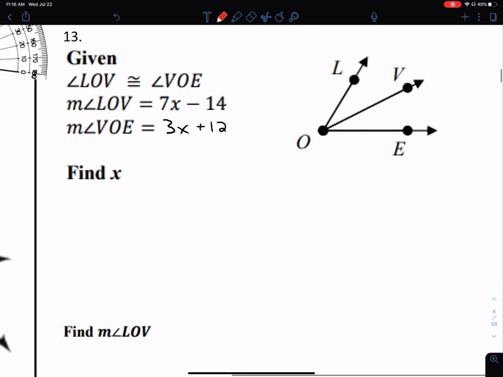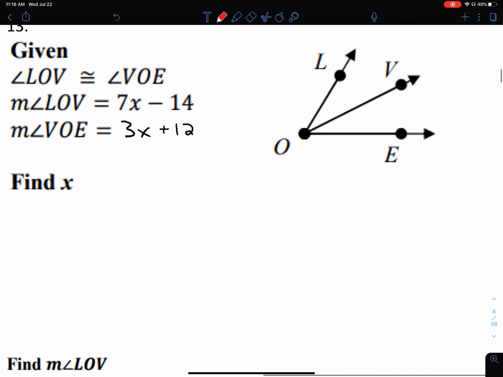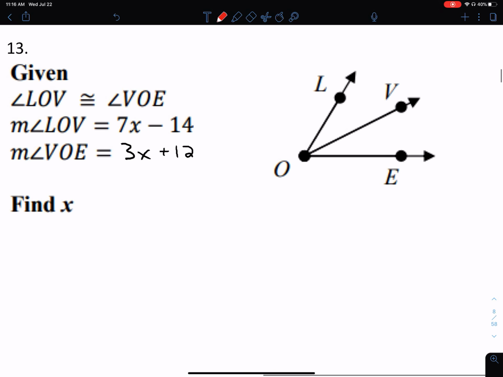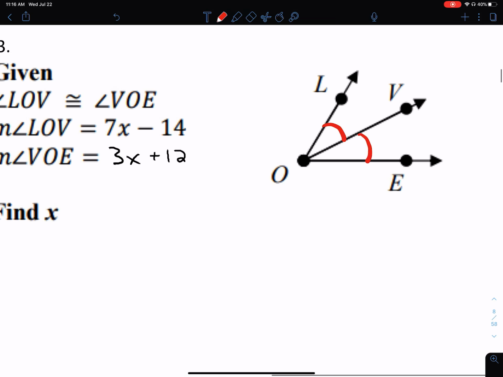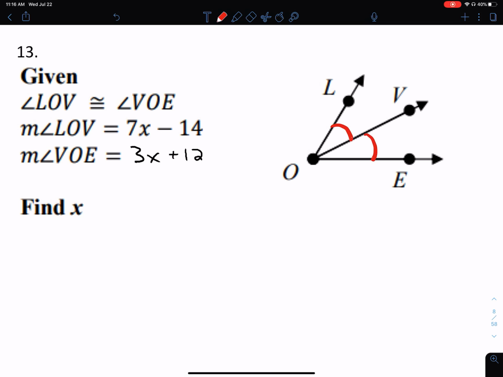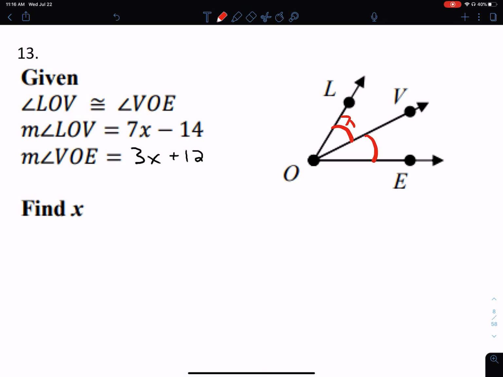It's got two questions. Number 13, given angle LOV is congruent to angle VOW, I'm going to put one arc on each of these to show that they're congruent. No arrow, that means congruent. Measure of angle LOV, 7x minus 14. Put that right on that little arc. Measure of angle VOW is 3x plus 12. Put that on that little arc. Find the value of x.